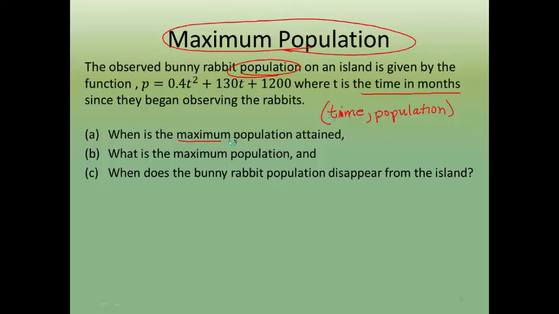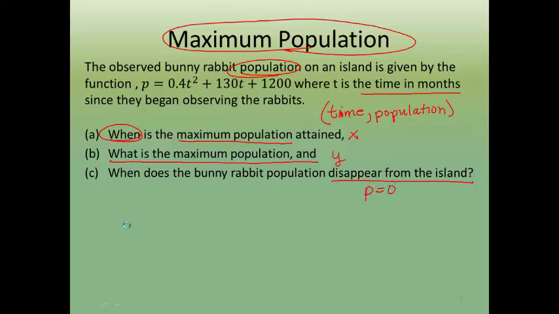So what is the maximum population attained? When? I didn't even read that one. When? So when is the time? So find the x value. What is the maximum? That's the y. So this one finds x, this one finds y. And when does the bunny population disappear? When is the population equal to 0?